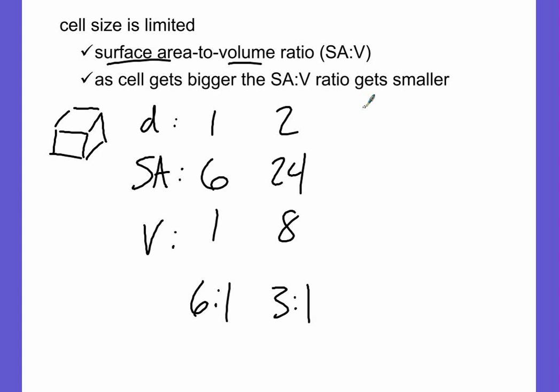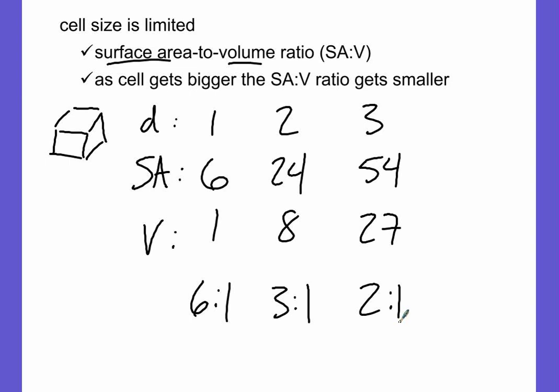Then I increase my diameter one more time. If my diameter was 3, 3 times 3 is 9. 9 times 6 would be 54, correct? And then my volume, 3 times 3 times 3. So 3 times 3 is 9, 9 times 3 is 27, right? And 27 is half of 54. So this time my ratio is 2 to 1.